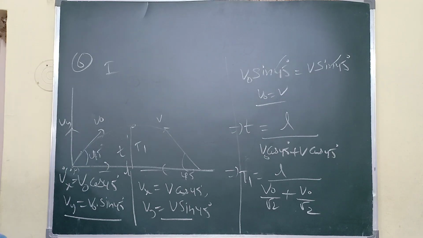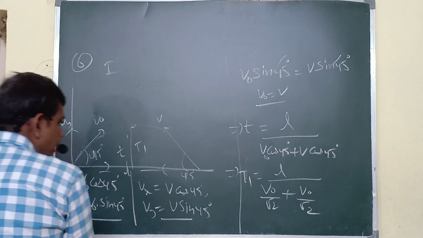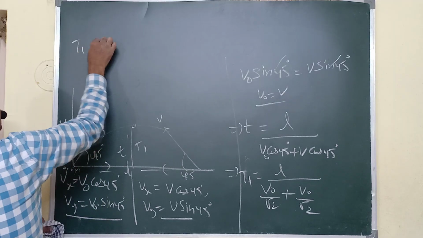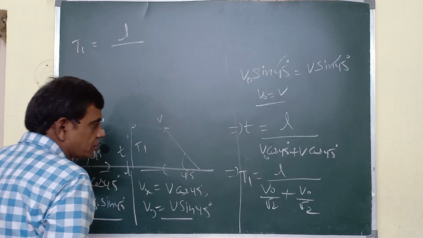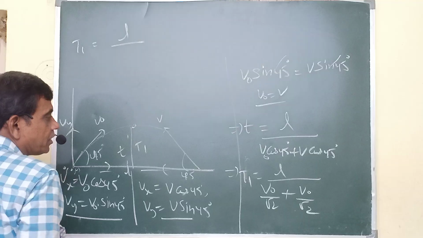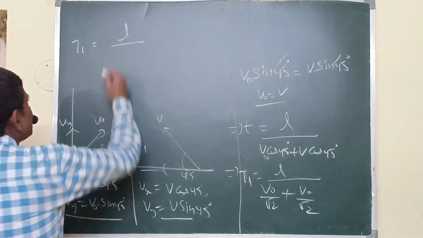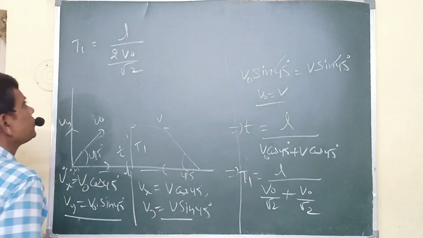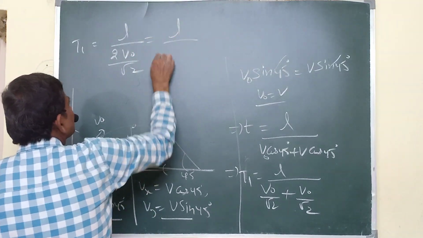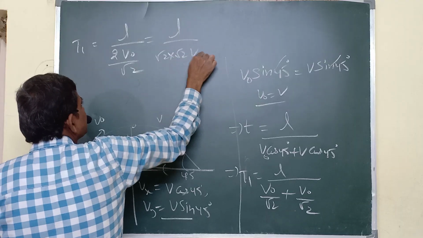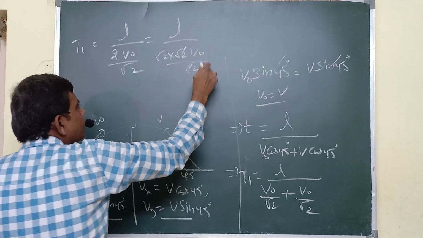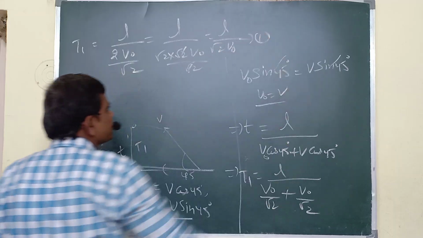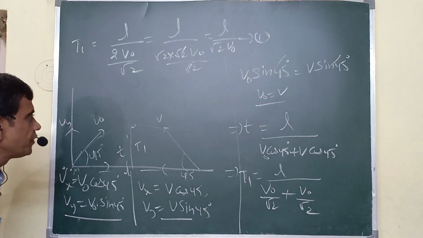So this time t1 equals L by 2V0 by root 2. Here I write this as root 2 into root 2 into V0 by root 2. So finally what I am getting? L by root 2 V0. This is my first equation.